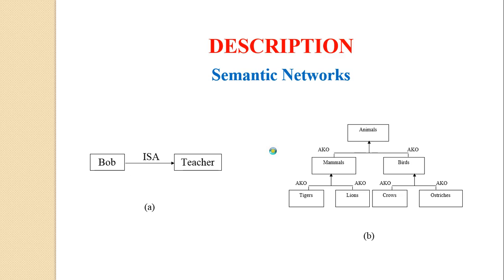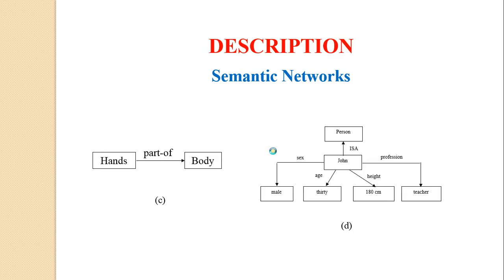And second, we use AKO, short for a kind of, to represent the relationship between a node and a more abstract node. For example, in figure B, it shows the relation between animals, mammals, birds, and other specific animals, such as tigers, lions, crows, or ostriches. Thirdly, we use part of to represent the relationship between a node and what it can consist of. For example, hands are part of the human body.